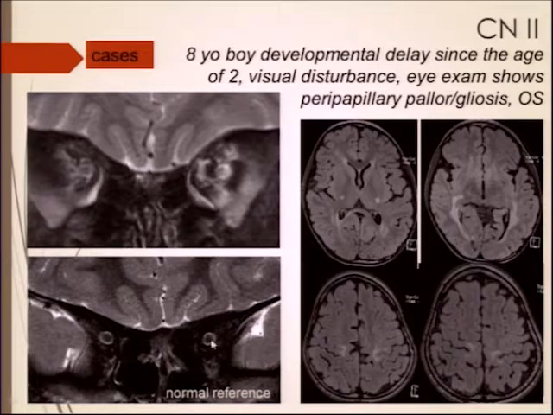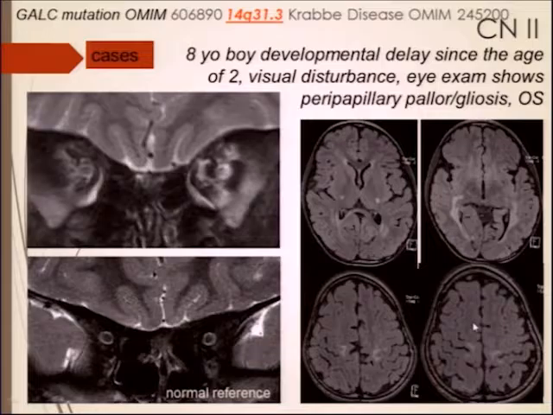And here's the image for normal reference below. And looking intracranially, there's abnormal signal along the corticospinal tracts in the periventricular and deep white matter, and this rather characteristic involvement of the perirolandic white matter would be more suggestive of a GLC mutation or a Krabbe phenotype.